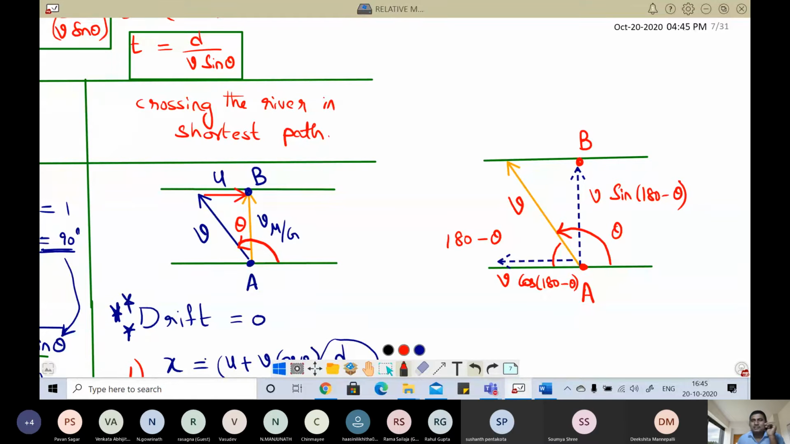Minus cos theta. Minus cos theta, very good. Okay, so therefore I'll write this as minus of V cos theta. And what is sin of 180 minus theta?